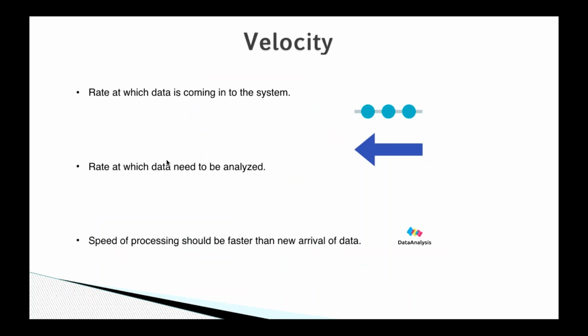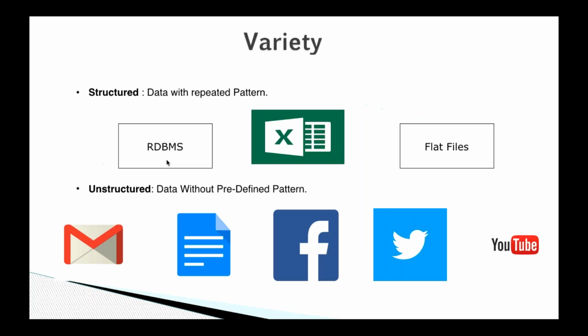Velocity is the rate at which data is coming into the system and the rate at which it needs to be analyzed. The speed of processing should be faster than the arrival of new data. That is what we have to deal with, the huge velocity of data. Variety we just discussed. Structured data can be your relational database or Excel sheets. But data which does not have a defined pattern, like tweets, Facebook, YouTube, images, or mails, has no defined structure. Weblogs also have no defined structure, so they are the unstructured formats that we have to deal with.